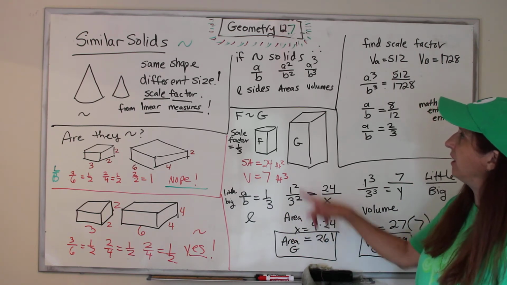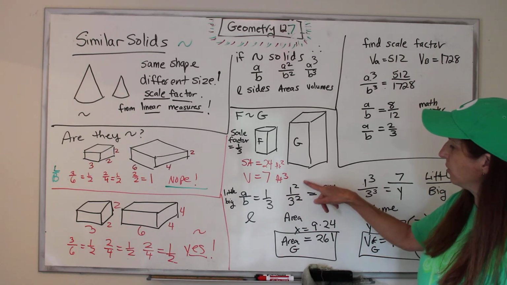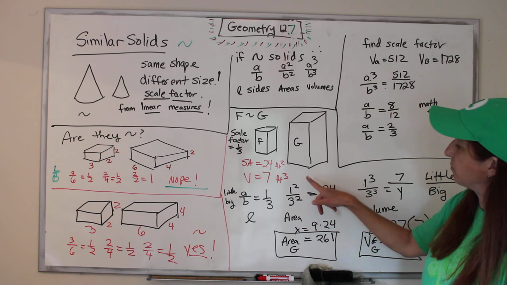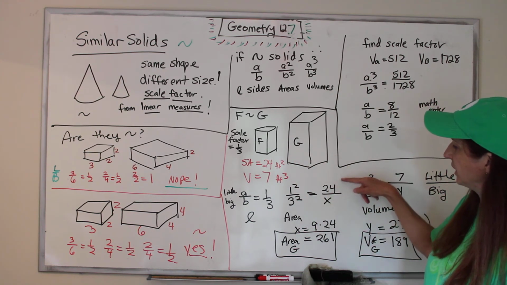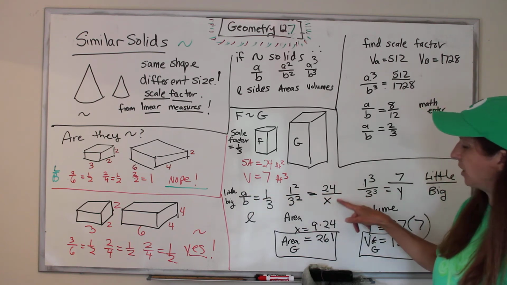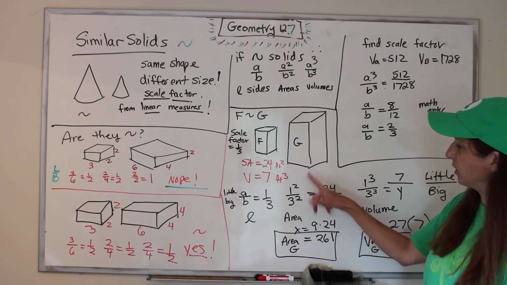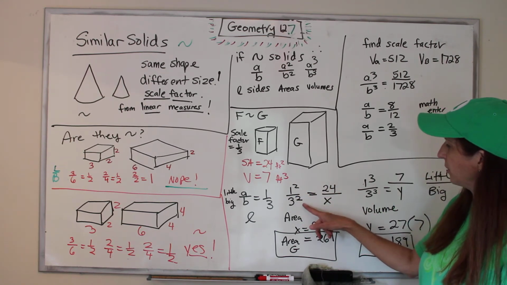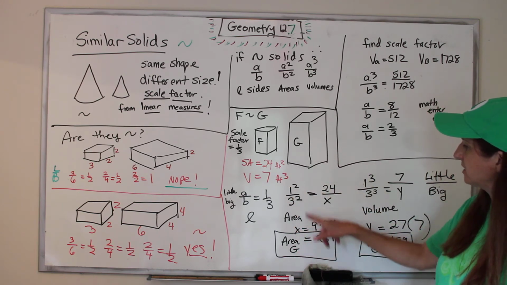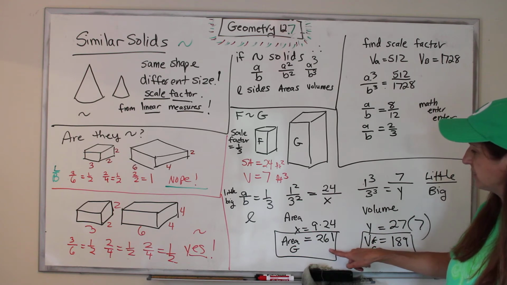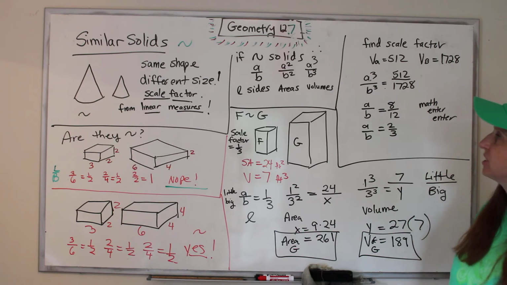So for the area, it's going to be the scale factor squared, but on top and on bottom, it will be A squared over B squared equals the surface area of the little one on top, and our unknown is the surface area of the big one. We put it on bottom. So we square these. 1 squared is 1, 3 squared is 9. We cross multiply. 1 times x is x, and 9 times 24 is 261. So the area of the big one, the surface area, is 261.